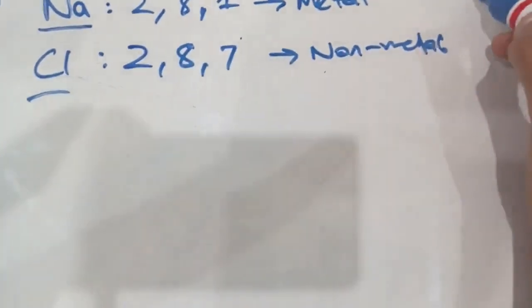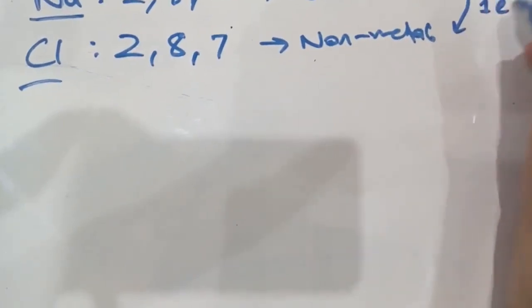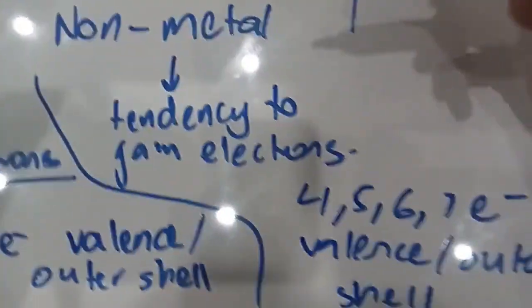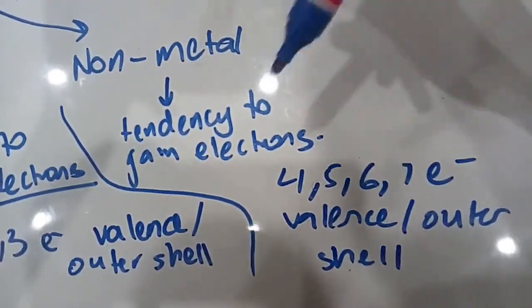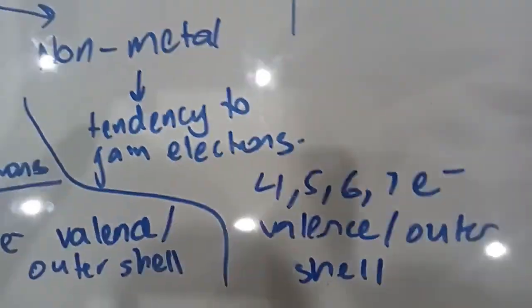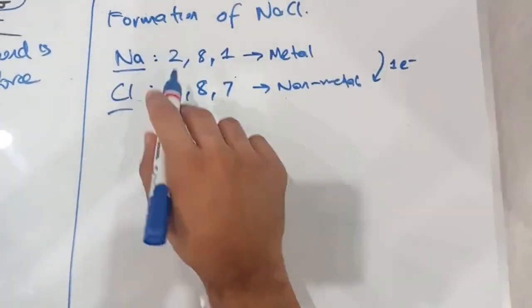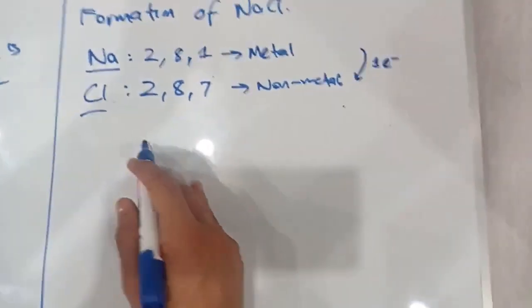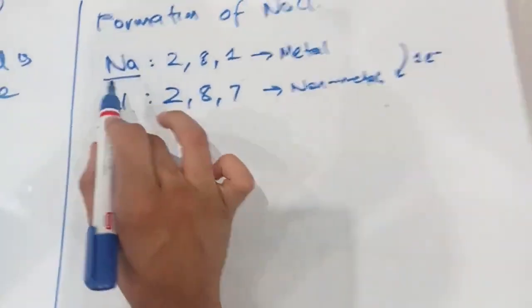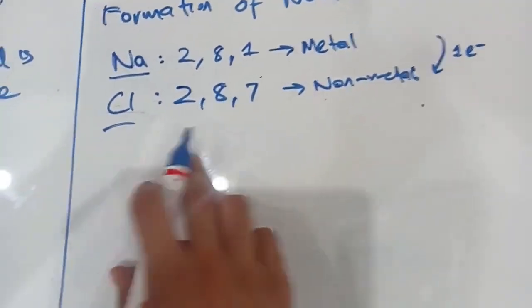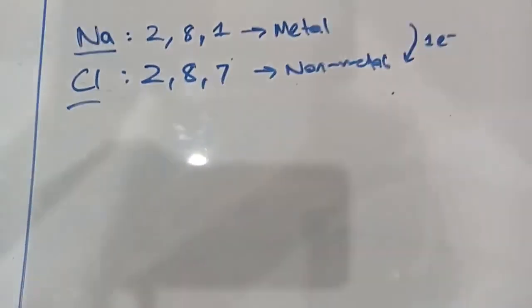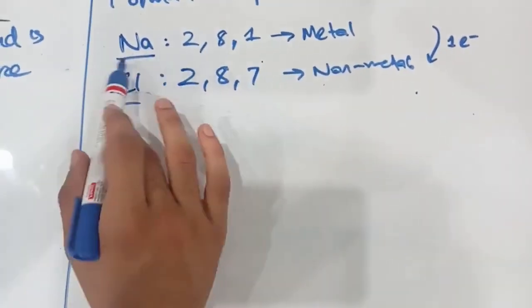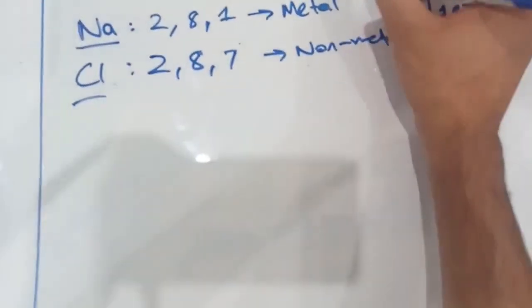So what will sodium do? It will give 1 electron to chlorine. And what is chlorine? Chlorine is a nonmetal. What are the rules for nonmetals? They have a tendency to gain electrons because they have 4, 5, 6, or 7 electrons in their outer shell. Does chlorine have any of these? Yes, chlorine has 7 electrons in its outer shell. Okay, so this sodium will give 1 electron to chlorine. Now, we know that in most cases, the number of electrons is equal to the number of protons. So how many protons will sodium have? Sodium will have 11 protons.